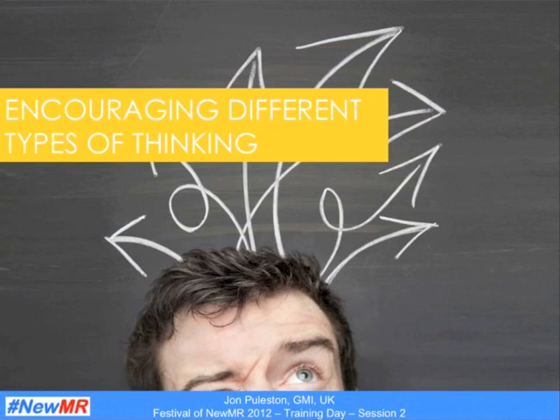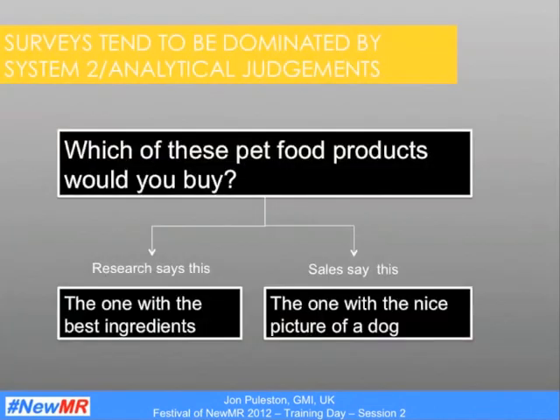There's also an issue about the types of thinking we can encourage with the way we ask questions. There is an over-dominance in a lot of surveys of asking people what you might describe as System 2 analytical judgments. Which of these pet food products would you buy? What does that deliver back? It often delivers back analytical bits of assessment.